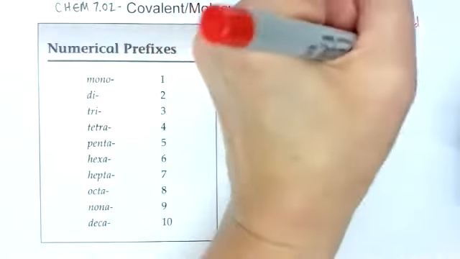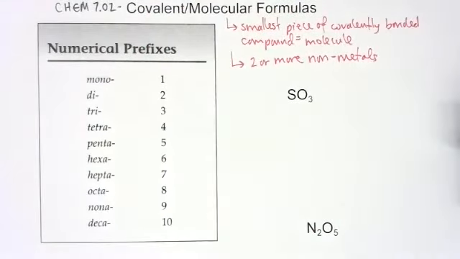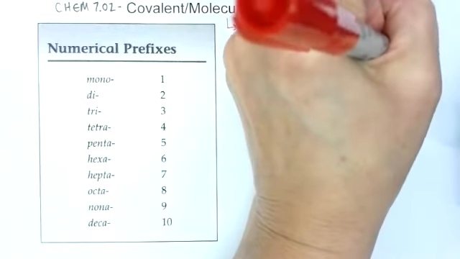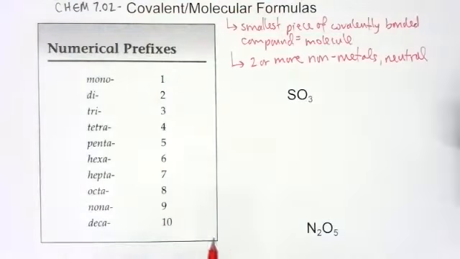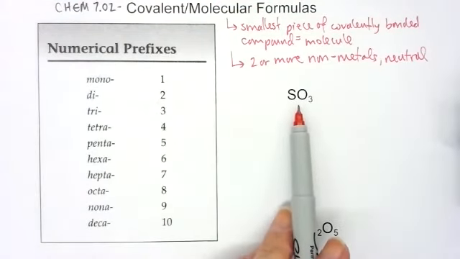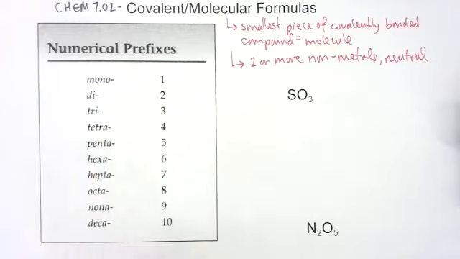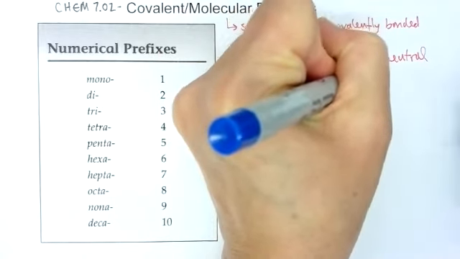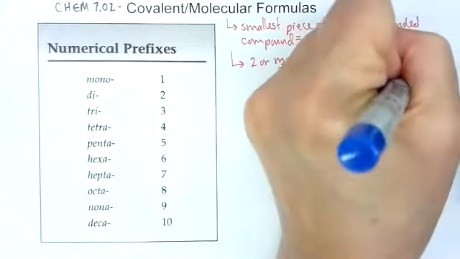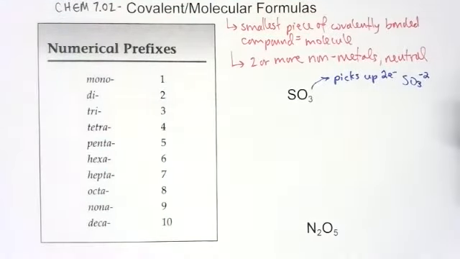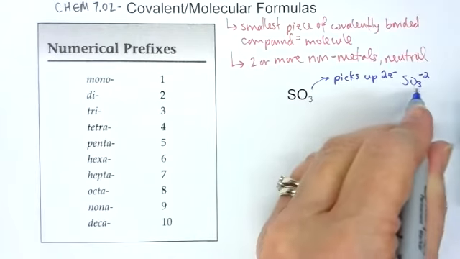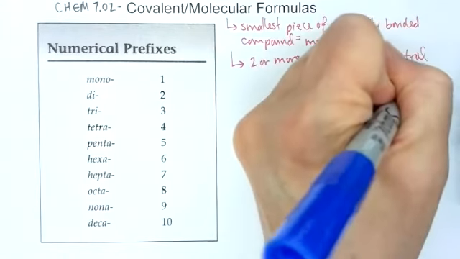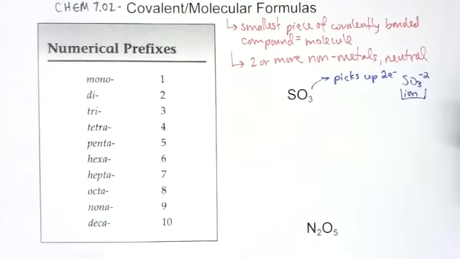And in this case, we want two or more nonmetals that are neutral, because we're going to see later this molecule can pick up an extra electron or two, and that's going to put it into the realm of ions. So if sulfate picks up 2 electrons and it becomes SO3 minus 2, which it can do, even though it's covalent, we treat it like an ion. And we're going to define that in the next video.